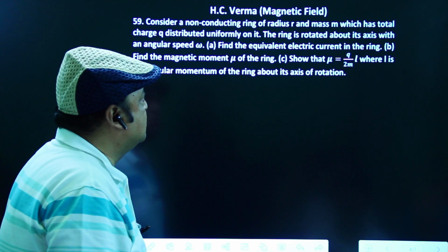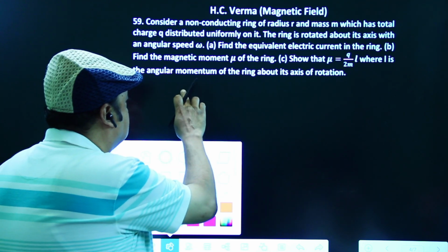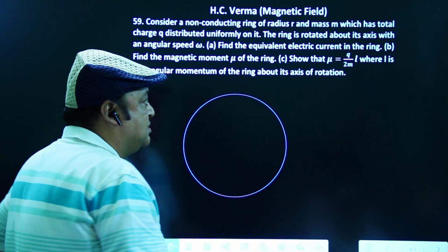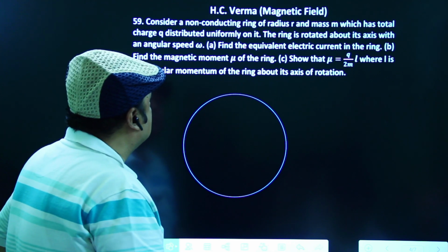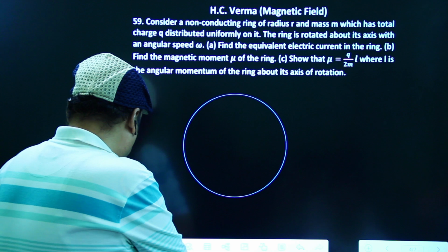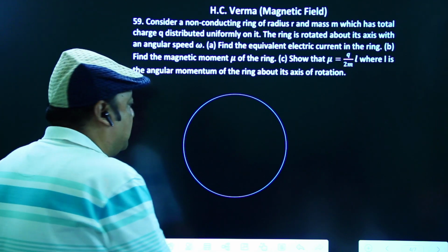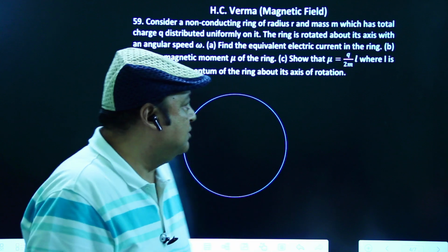This is a short and sweet concept on a rotating mass with angular momentum. It has some charge. The condition is that the charge and the mass are uniformly distributed. Okay, so we are taking 3 sums from AC Verma, the last 3 sums of the chapter, magnetic field.